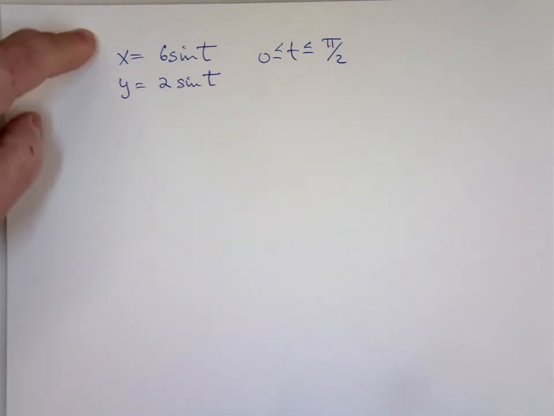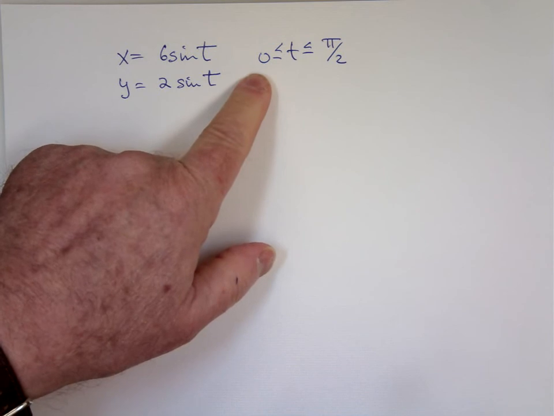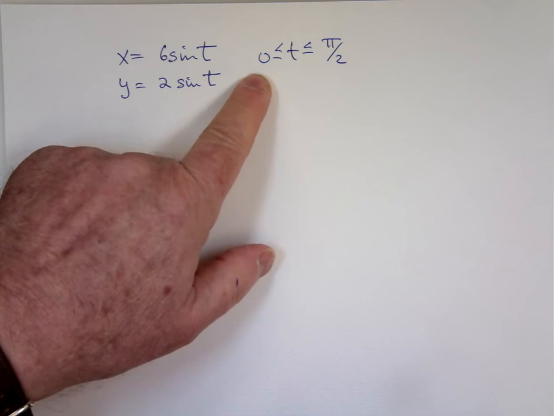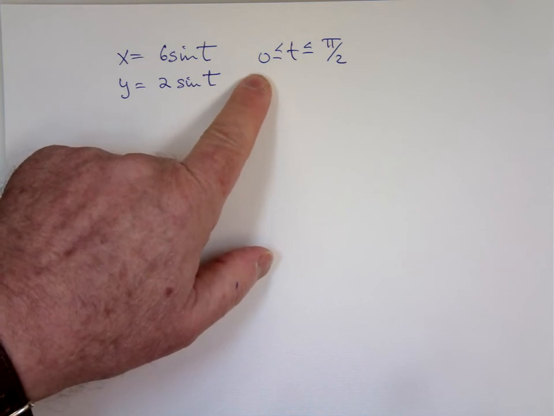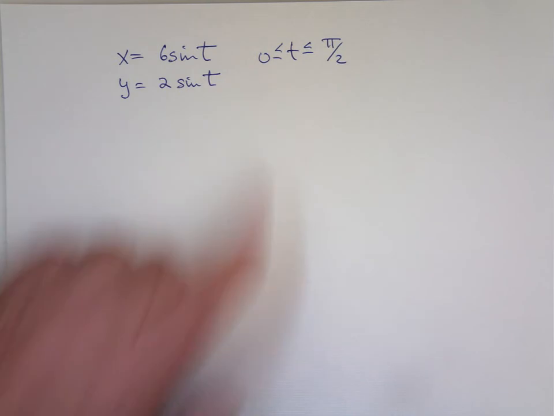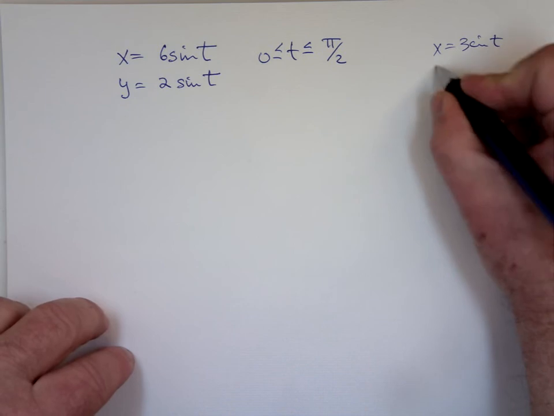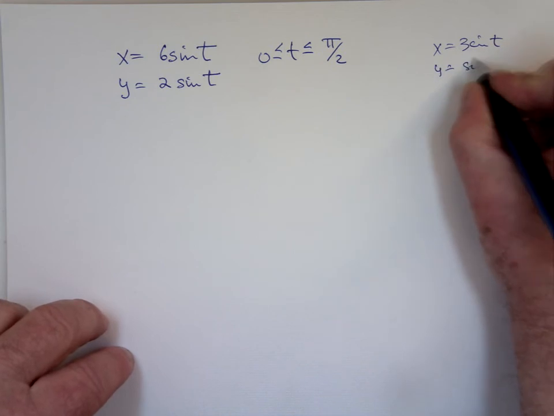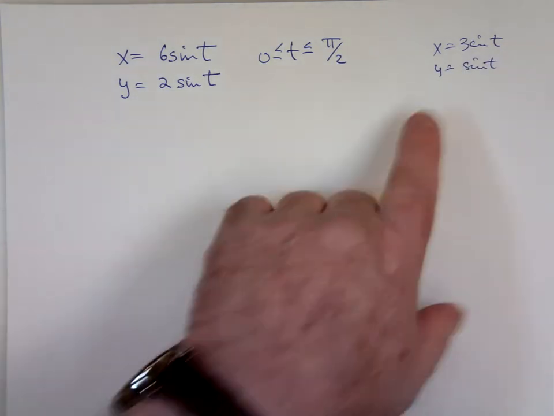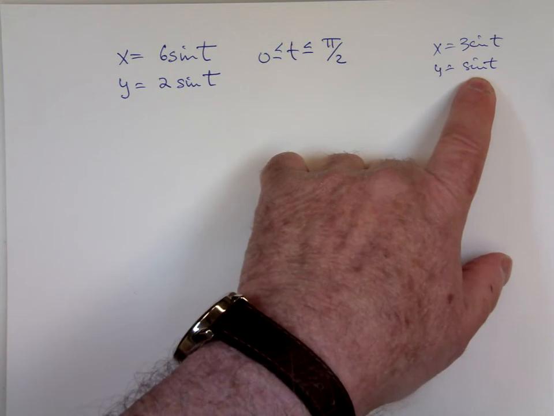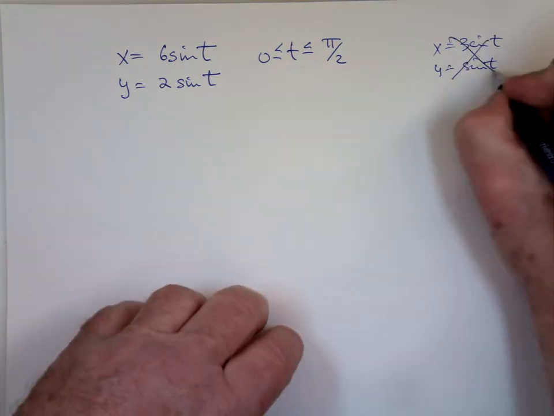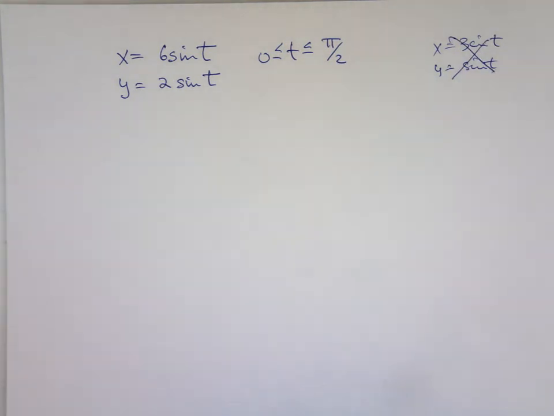Could you have done 3 sine t, 1 sine t? Yes, I could have. And then I could have done it from 0 to... wait, would that have worked? So you're saying let x equal 3 sine t and y equal sine t? Oh, no, I couldn't do it, because this will never get to be 2. So this is out. You couldn't do it with that. But I can do it with this one.